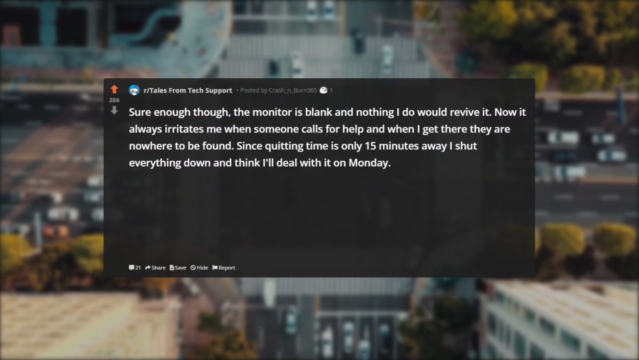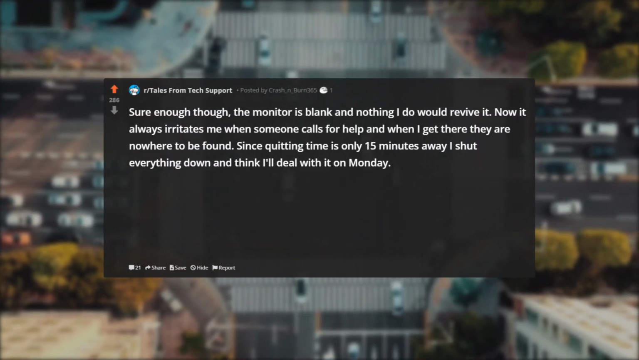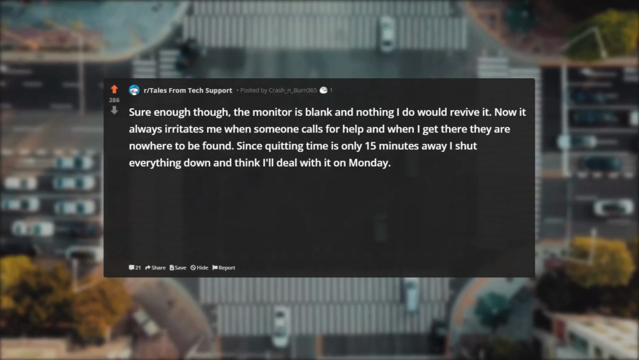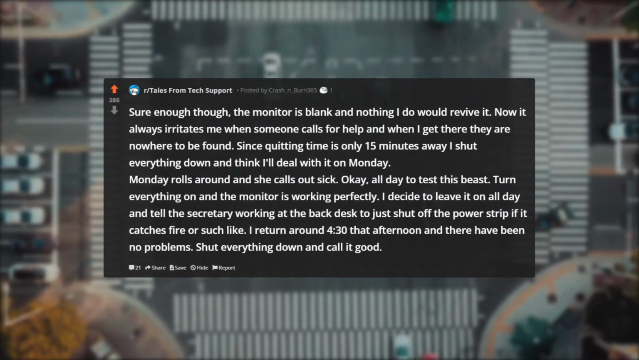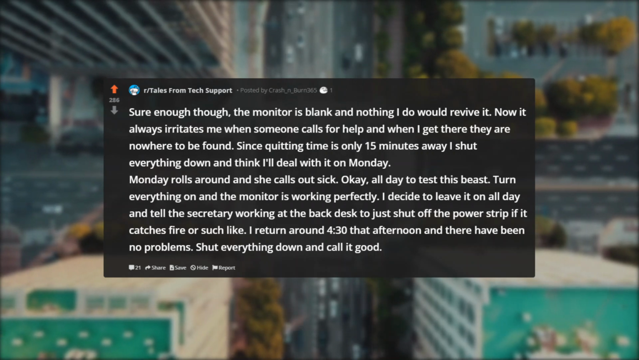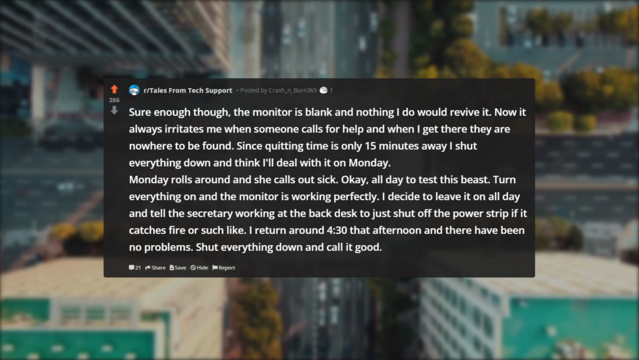Now it always irritates me when someone calls for help, and when I get there they are nowhere to be found. Since quitting time is only 15 minutes away, I shut everything down and think I'll deal with it on Monday. Monday rolls around and she calls out sick. Okay, all day to test this beast. Turn everything on and the monitor is working perfectly.